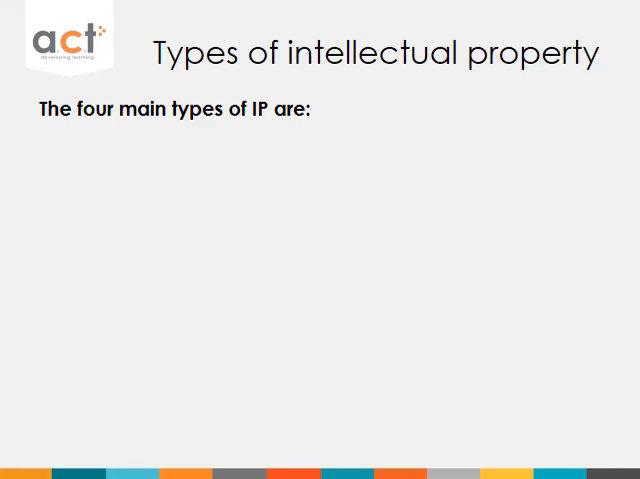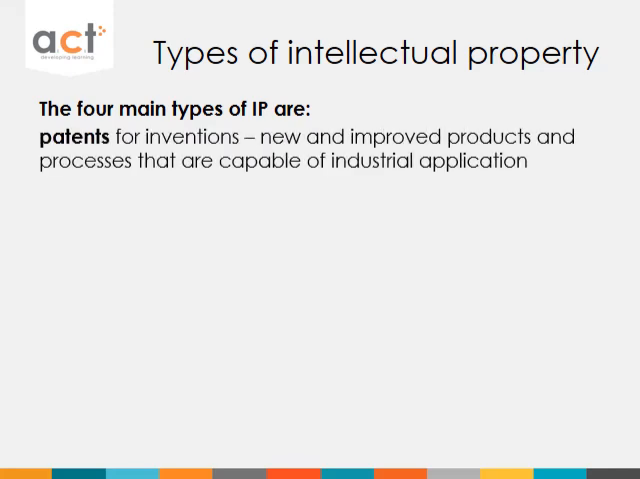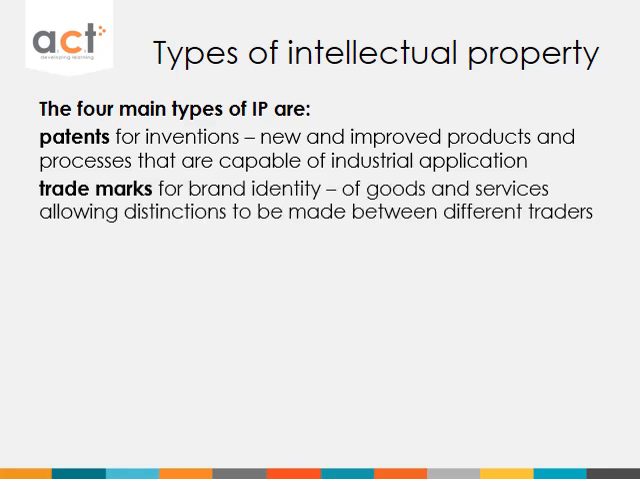The four main types of IP are: patents for inventions. These are new and improved products and processes that are capable of industrial application. Trademarks for brand identity of goods and services, allowing distinctions to be made between different traders.